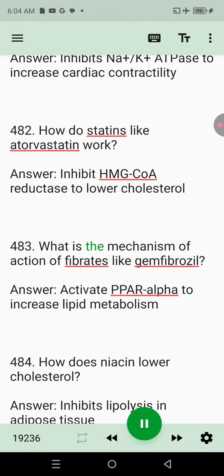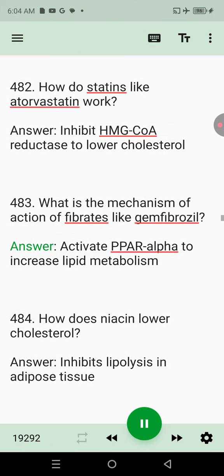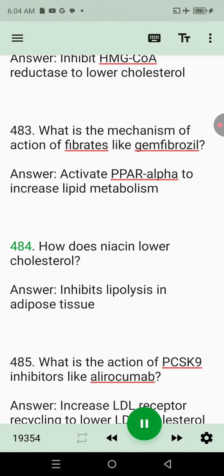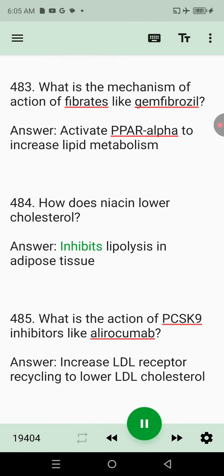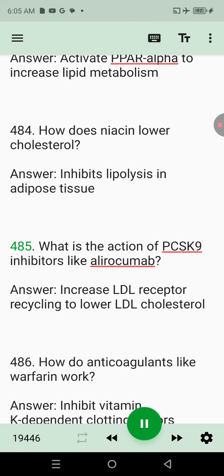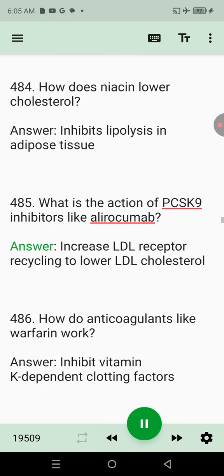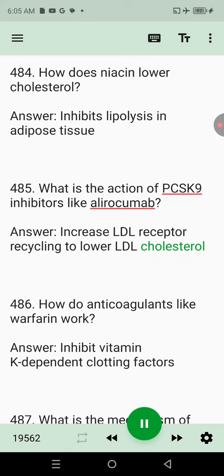483. What is the mechanism of action of fibrates like gemfibrozil? Answer. Activate PPAR alpha to increase lipid metabolism. 484. How does niacin lower cholesterol? Answer. Inhibits lipolysis in adipose tissue. 485. What is the action of PCSK9 inhibitors like alirocumab? Answer. Increase LDL receptor recycling to lower LDL cholesterol.